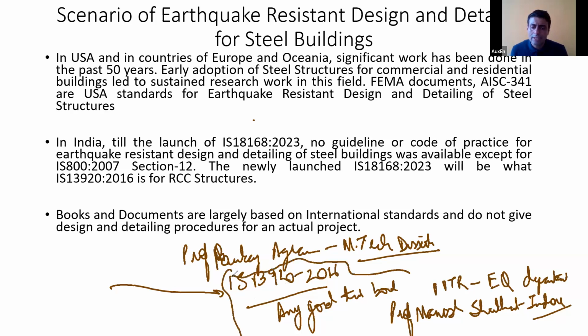Their book covers solved examples on 13920? Does their book cover solved examples on beam-column capacity ratio or joint shear? Is there any textbook which covers 13920 with solved examples? Mr. Kashyap is saying yes.